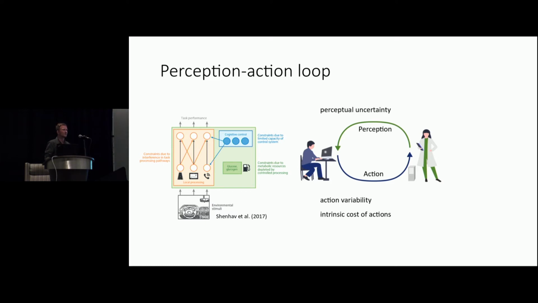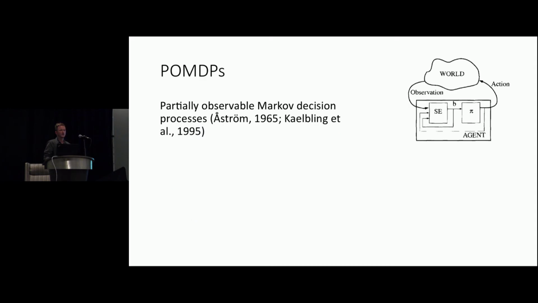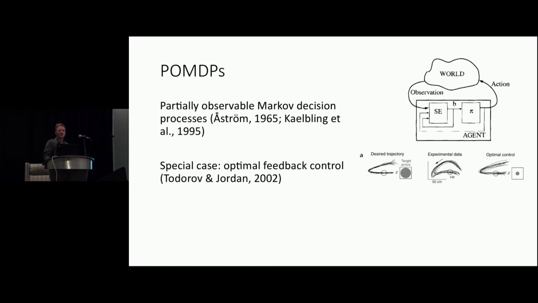So what's a normative way of modeling these sequential perception and action problems? You can formalize them as partially observable Markov decision processes, which is a very general framework that encompasses MDPs as special cases, but also things like multitask reinforcement learning or meta-reinforcement learning can be formalized in this fashion. And one particular special case is optimal feedback control, which has been widely used in the sensory motor control literature for things like manual reaching movements or eye movements.